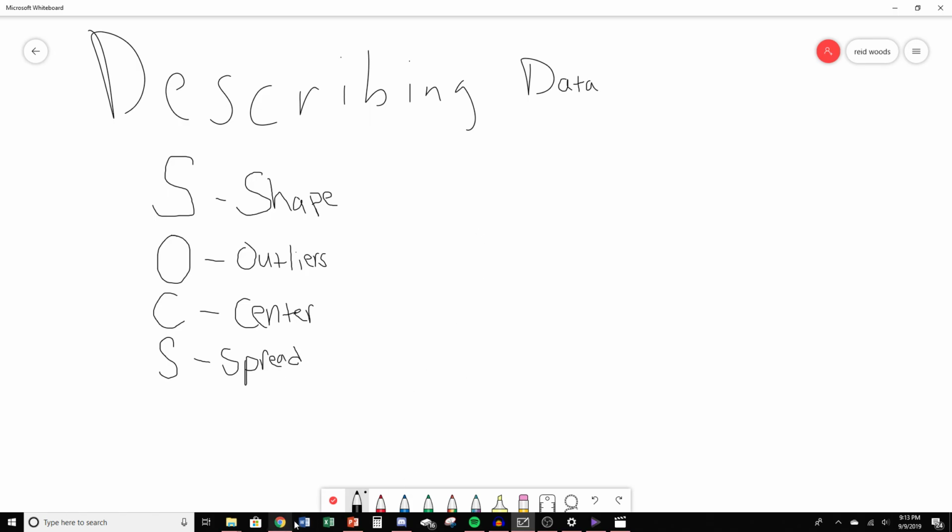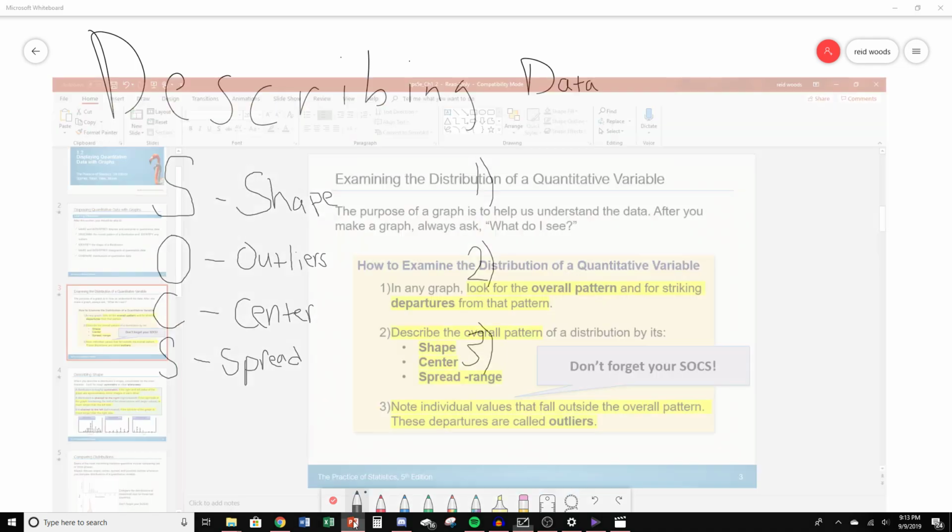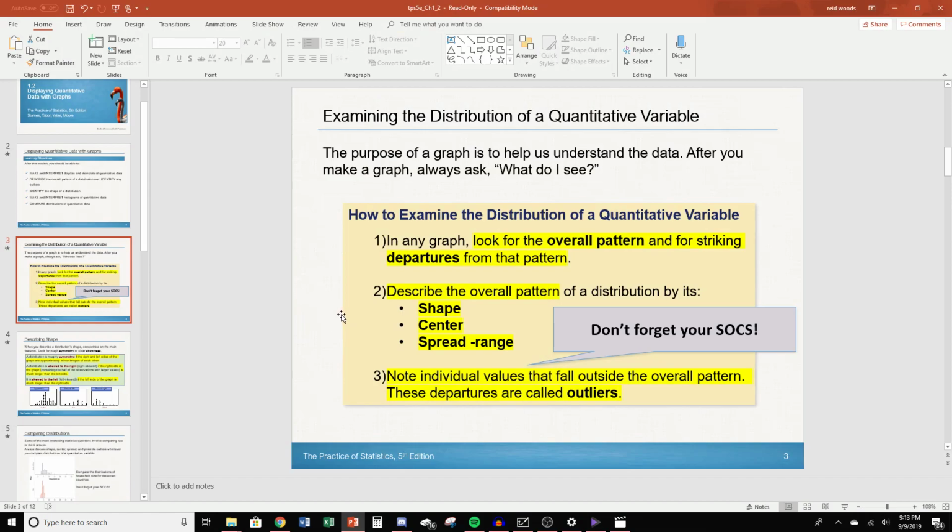So we're going to define all of these. When you're analyzing a graph, we've got three things that we're going to look at, or just to talk about with describing data, how it looks. So I'm going to pull these up, and the yellow, of course, is what you want to write for shape, center, and spread. After I talk a little bit, I'll make sure everybody has time to write it down.